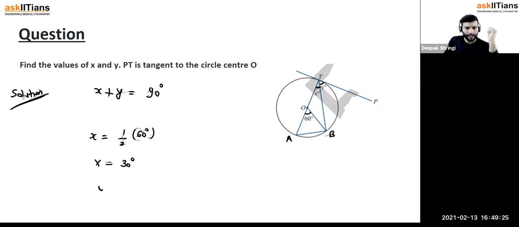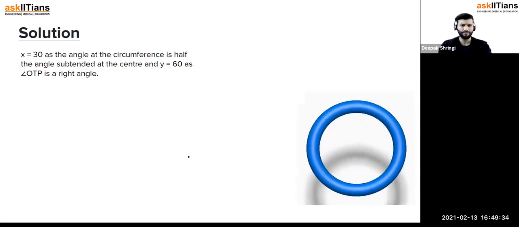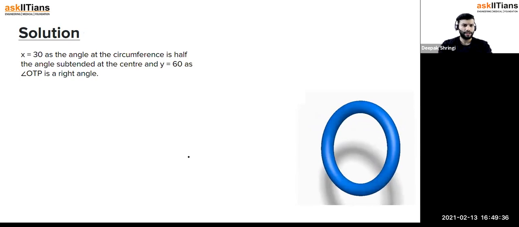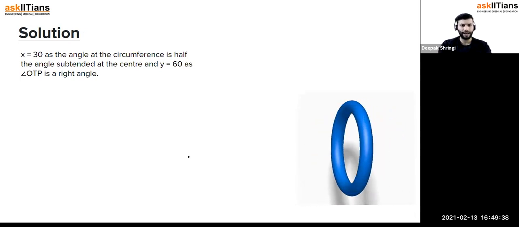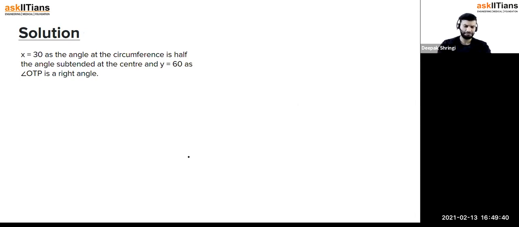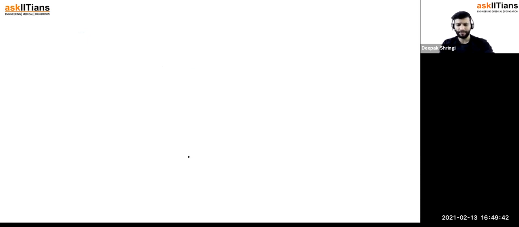If x is 30, what is y? 60. Yes, your answer was correct then. X is 30 and y is 60. That's well done. Let's move forward. Got it? X 30, y 60. ठीक है, हो गया तो. ये theorem लिखी हुई भी यहाँ पे, the angle at the circumference is half the angle subtended at the center, right? Okay. Let's solve one more problem, guys.